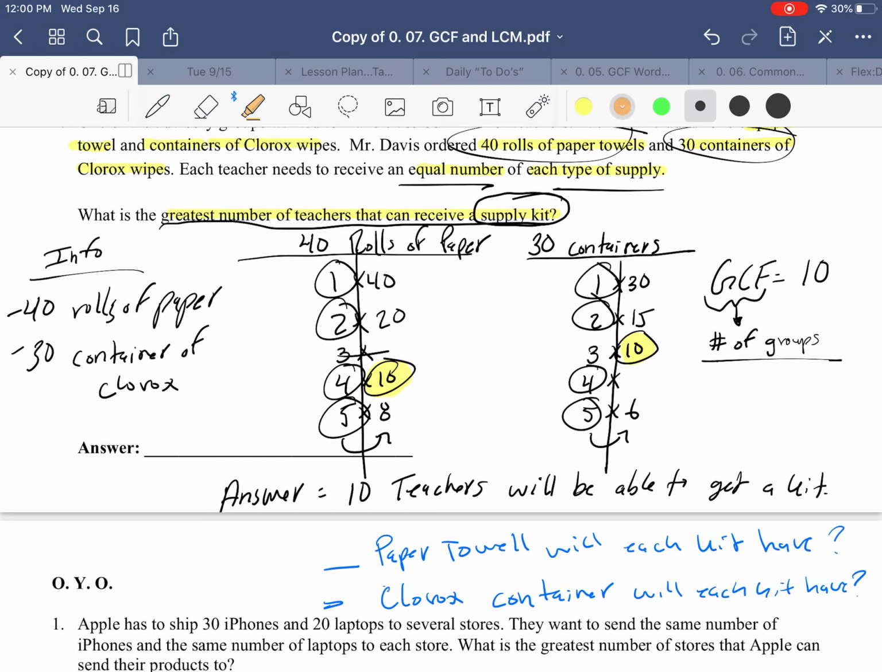If you said for the paper towels 4, you are correct. Each kit will have 4 paper towels. And if you said 3 for the Clorox, you are also correct.